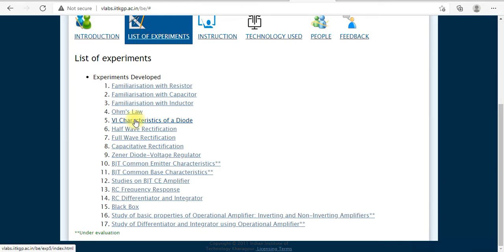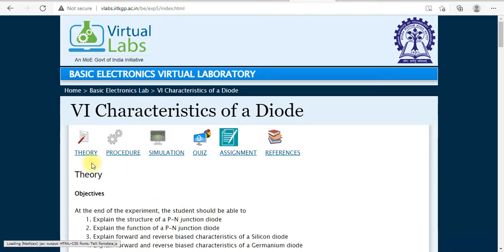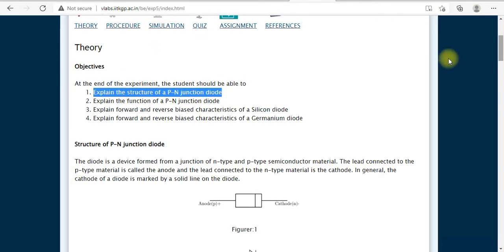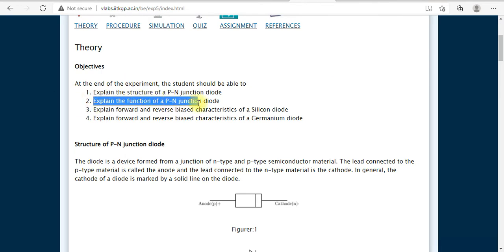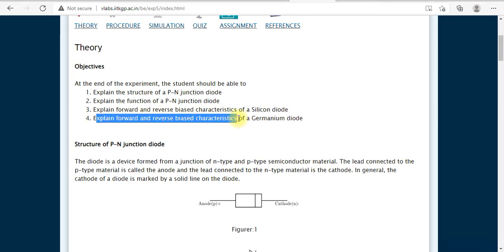Now we will click on this VI characteristics of diode theory. What is the theory? First of all, the objective is to explain the structure of the PN junction diode. You can find it here. After that, explain the PN junction diode, the forward and reverse bias of the silicon diode, and the forward and reverse bias characteristics of the germanium diode.